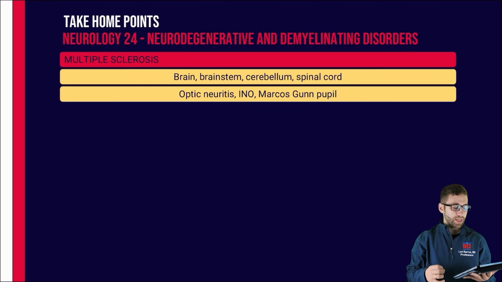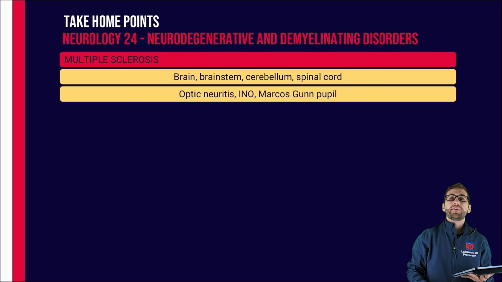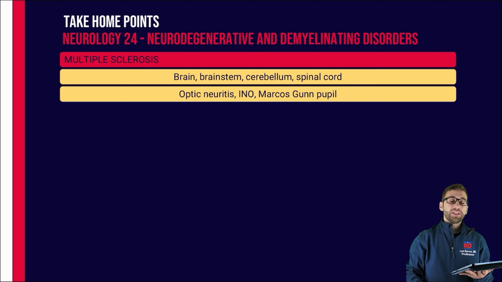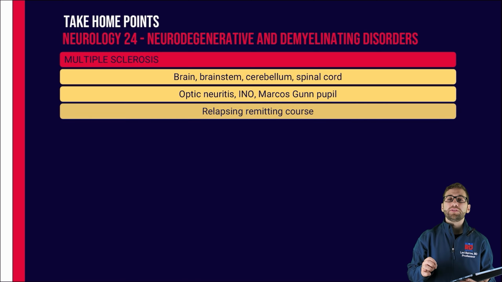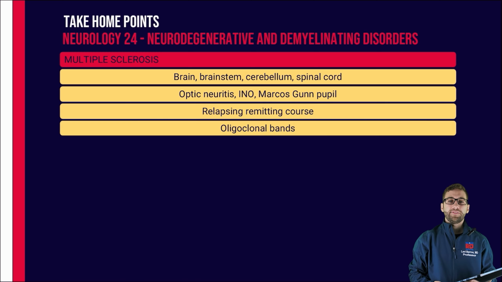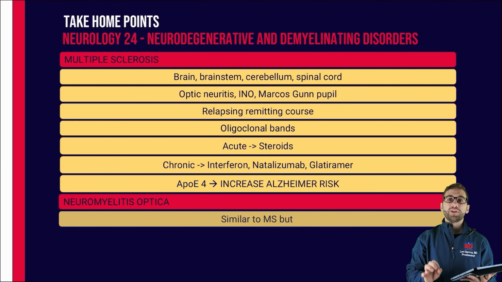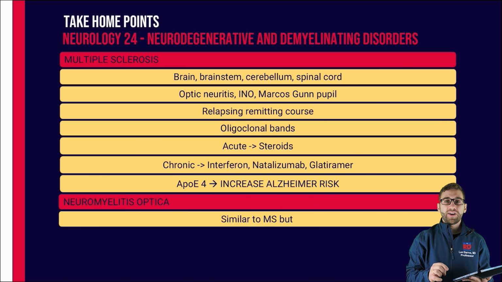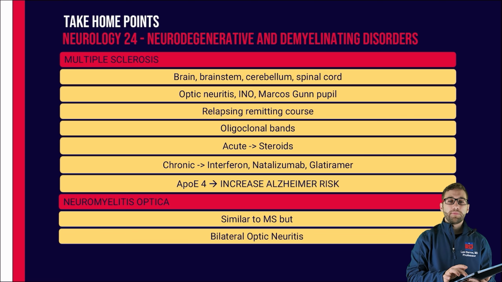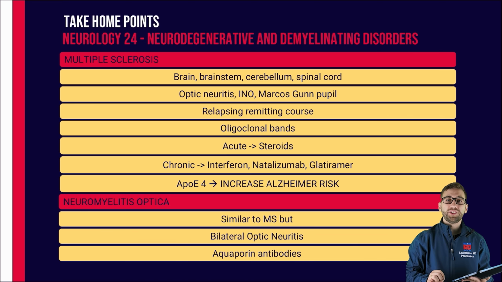and can present with optic neuritis, internuclear ophthalmoplegia or INO, and Marcus Gunn pupil. Diagnosis is supported by finding oligoclonal bands in the CSF. Acute treatment includes steroids, while chronic management involves interferon, natalizumab, and glatiramer. NMO is similar to MS, but is characterized by bilateral optic neuritis and the presence of aquaporin 4 antibodies in the blood. Differentiating NMO from MS is crucial for appropriate treatment.